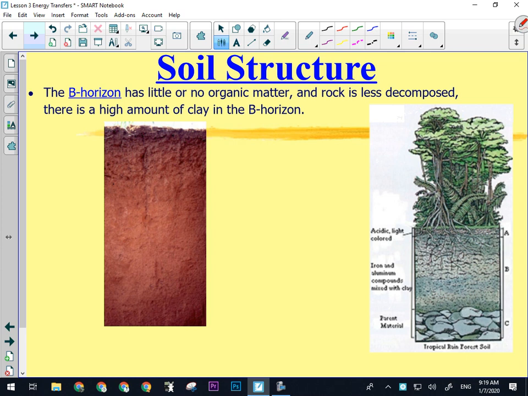The B horizon has little or no organic matter, because very little living things get down that far, maybe the occasional tree root or something like that. The rock is less decomposed, so you're going to run into chunks of it. And there's a high amount of clay, and we talked about why that is. The clay can wash down through the topsoil.